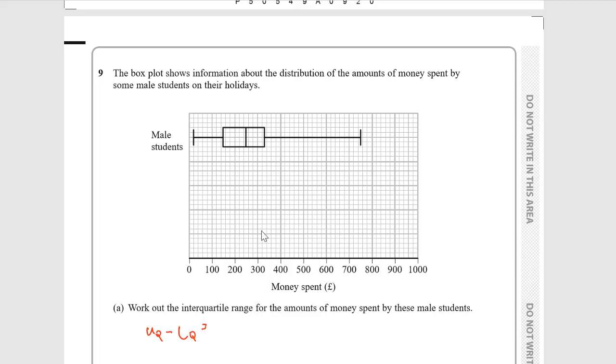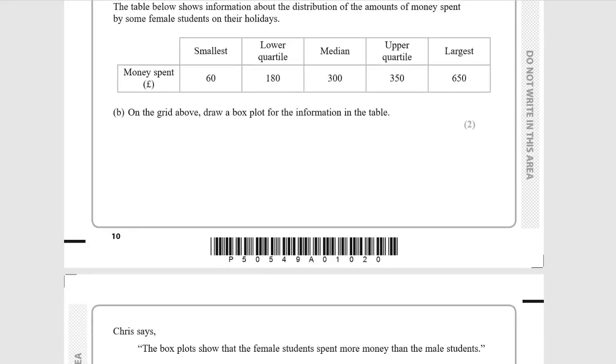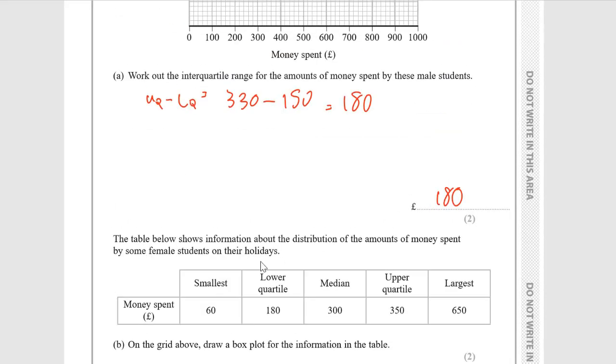So this represents the upper quartile. That's about 330 because it's in between two boxes. And then this one here is in between two boxes again. Each one is worth 20, goes up in 20, so that's 150. So that's 180. Then part B says on the grid above, draw a box plot for the information in the table for the female students.